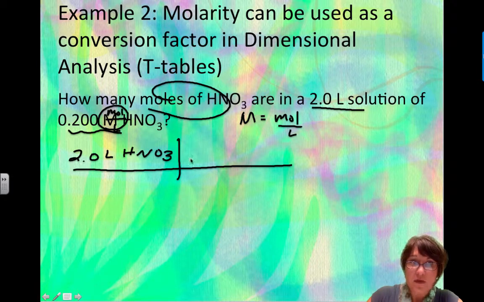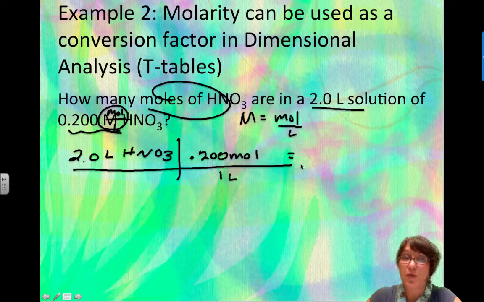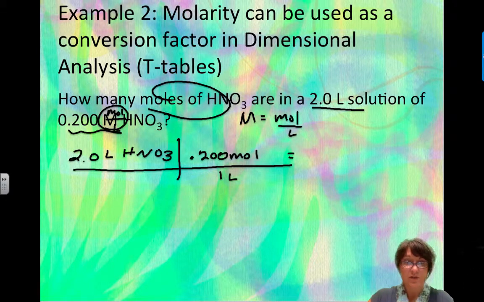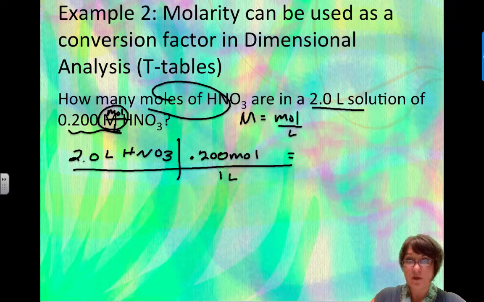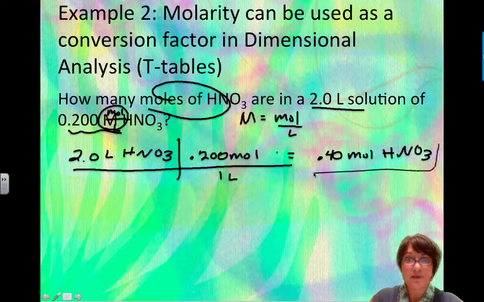So now, where does liters go? On the bottom. So if I have 0.2 molar, that means I have 0.200 moles in every 1 liter of that nitric acid solution. So liters goes on the bottom, and it's always 1, because it's moles per 1 liter. So now multiply. 2 times 0.2 is equal to 0.4. Good. You did not need a calculator for that. If you got your calculator out, then you need to do a facepalm. And I want 2 sig figs, so 0.4 moles of nitric acid. There we go. Put a box around your answer, because that's the way I like it.